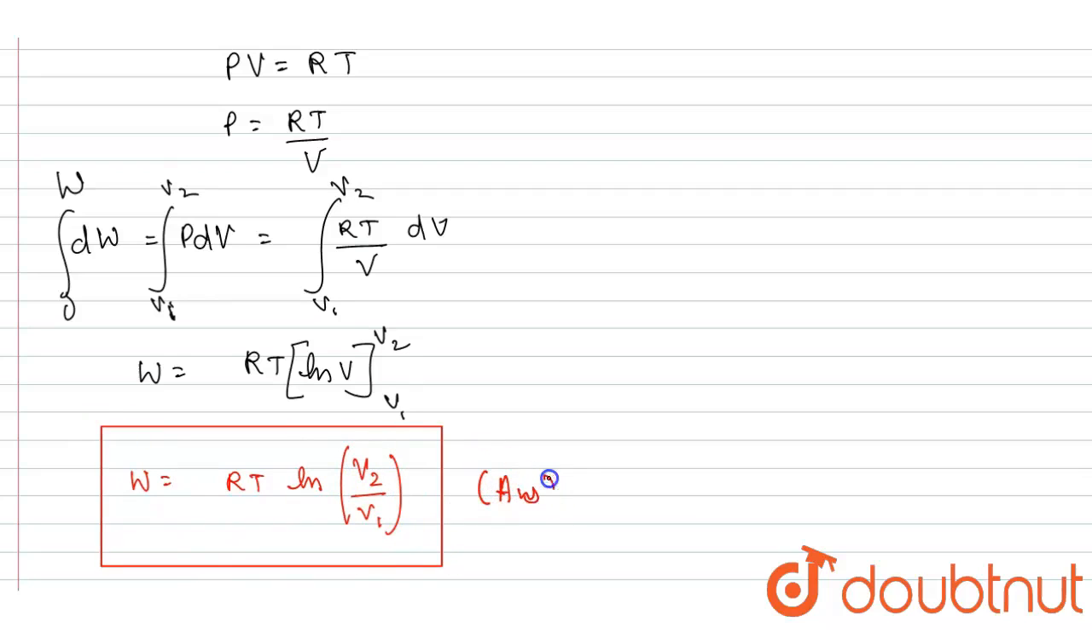In an isothermal process, the work done by one mole of a gas in changing the volume from V1 to V2 will be this.